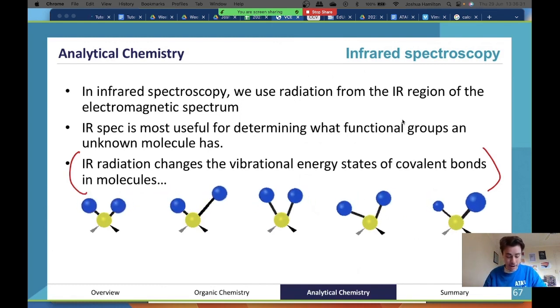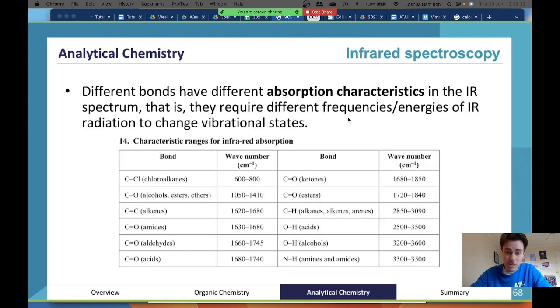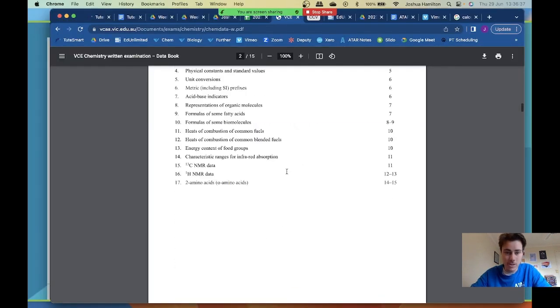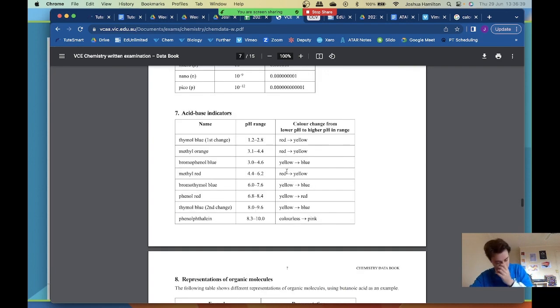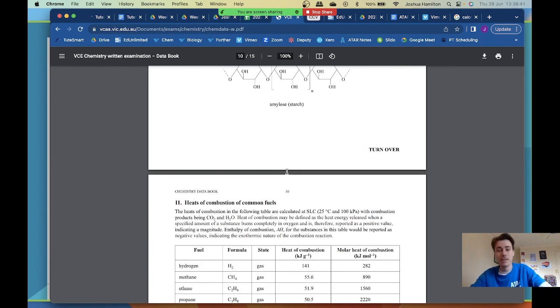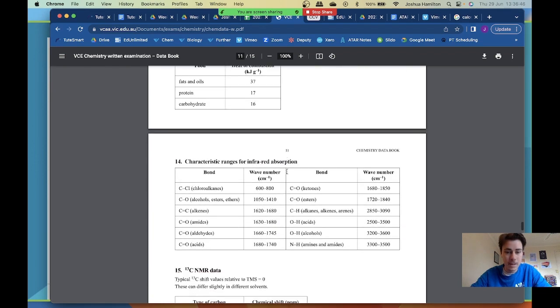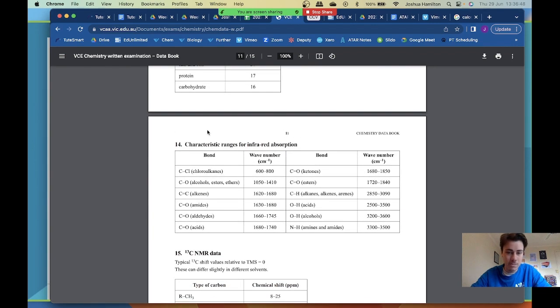So IR spectroscopy also comes up in your data booklet, which is why I have this here. I had this here the whole time and haven't had to use it, but we are going to use it now. So IR spectroscopy comes up. Where does it come up? Here. It's on page 11, figure 14. This table here is really important.